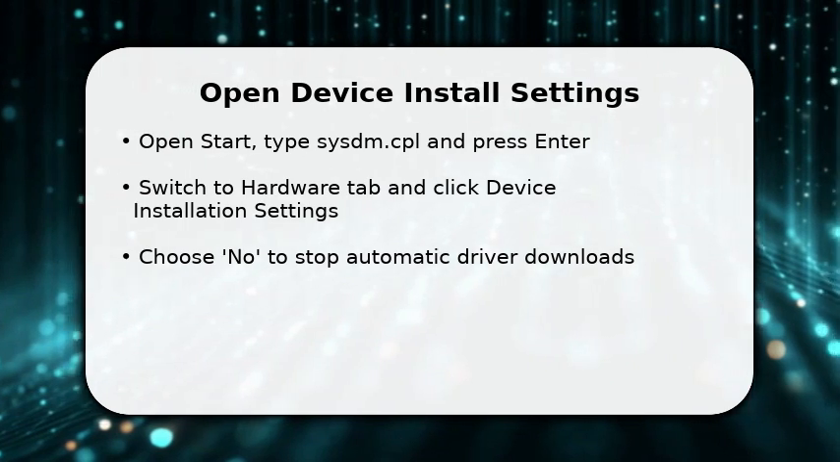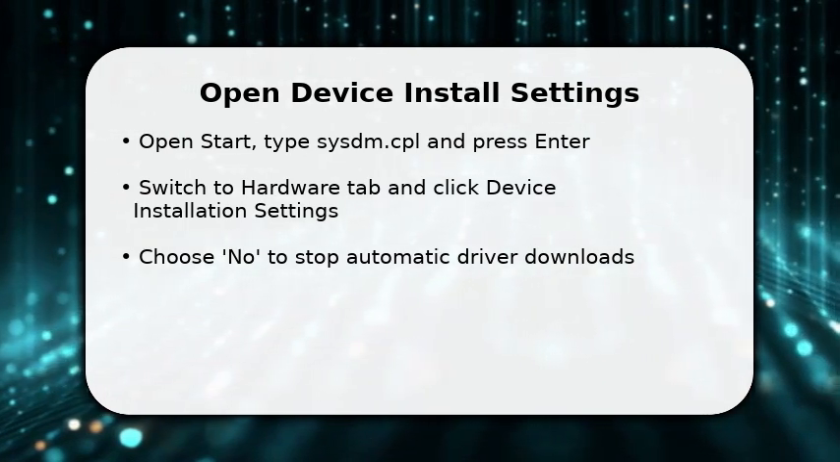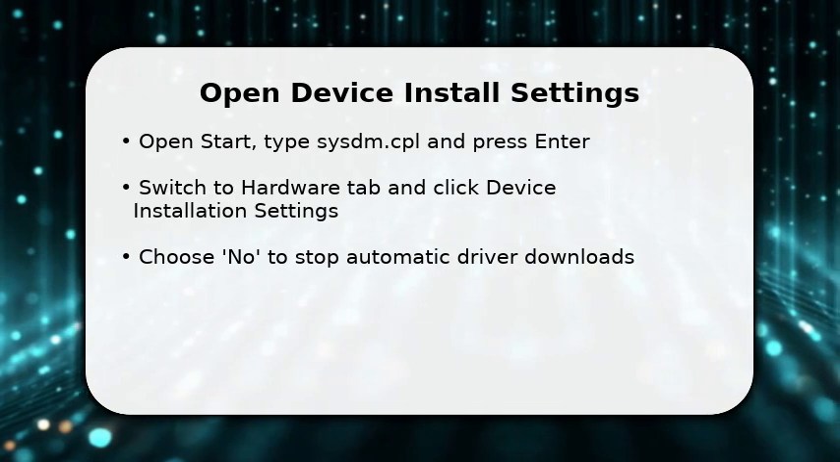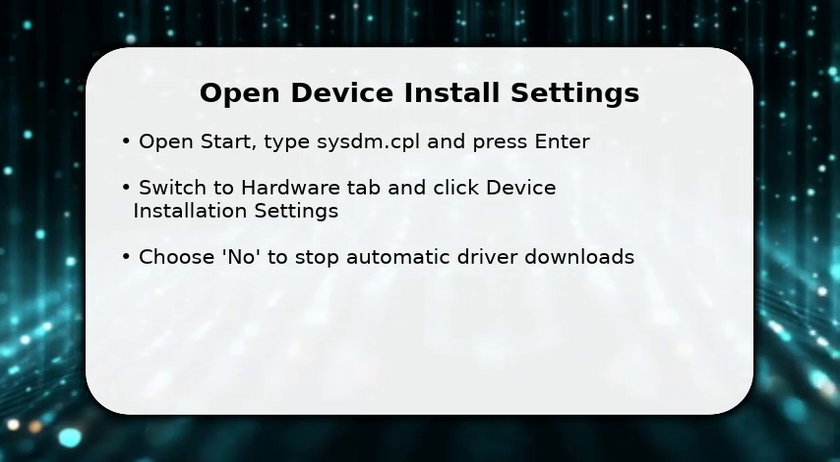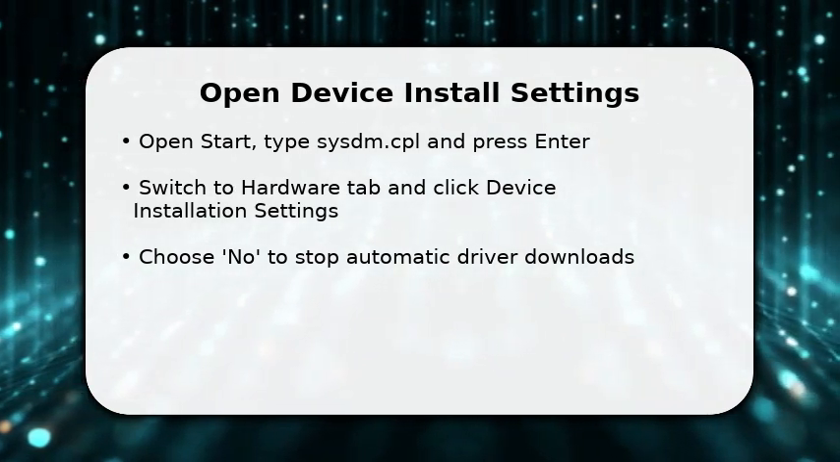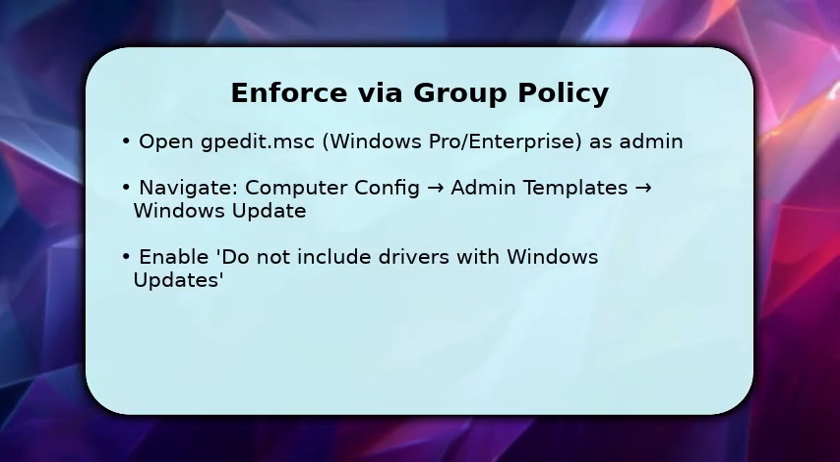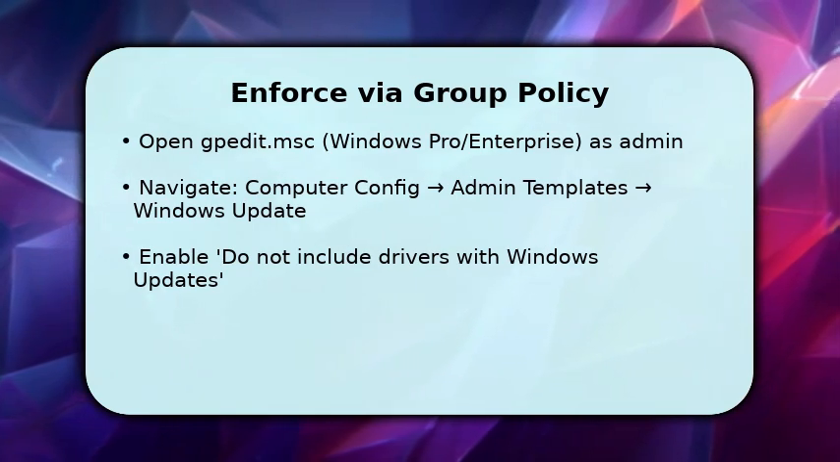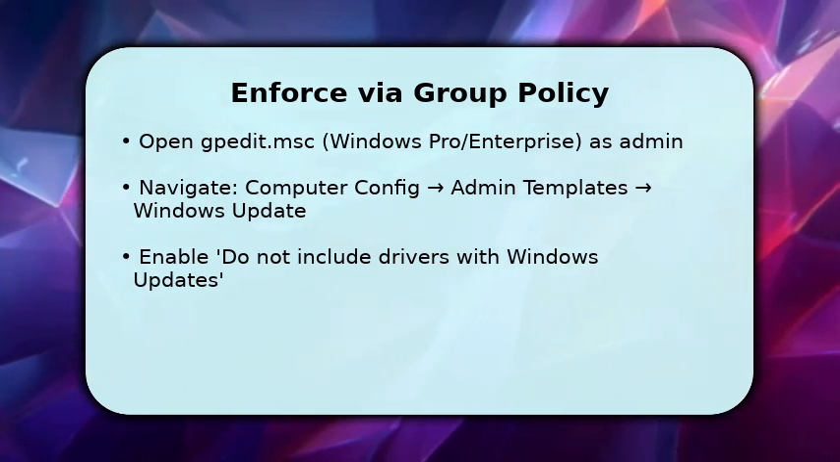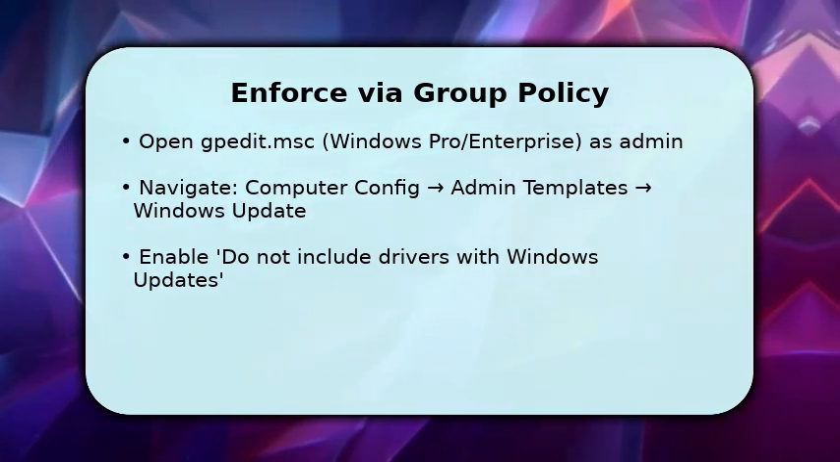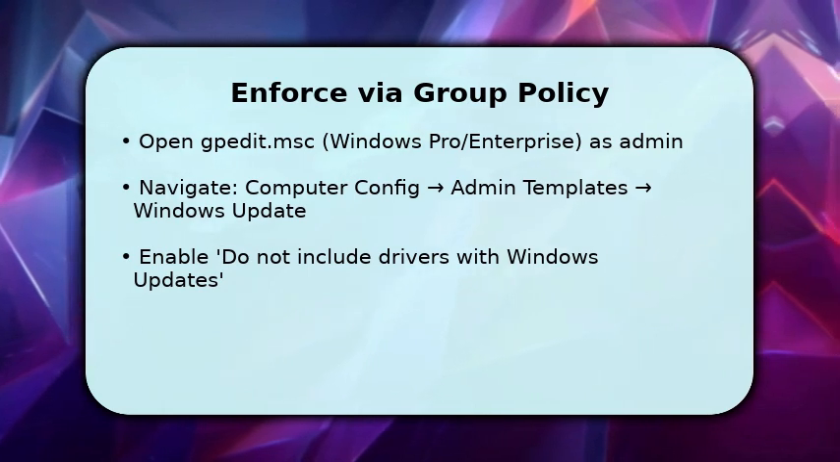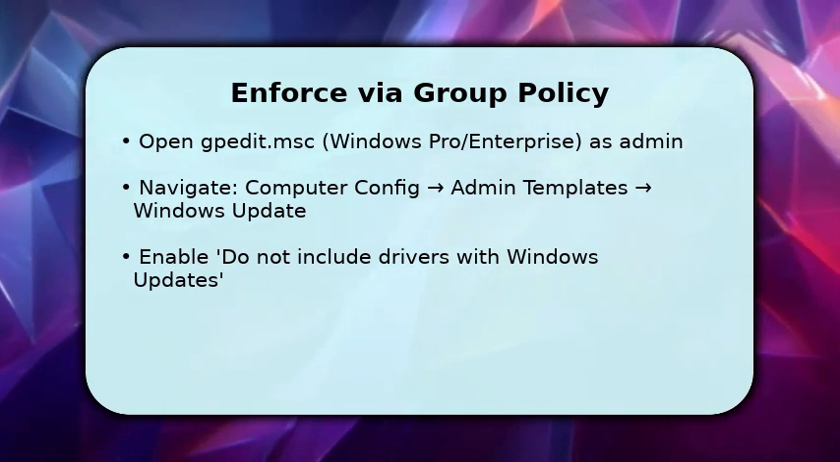Once done, click Save to lock this preference, then move to the next step to enforce the change for Windows Update. Now enforce the behavior system-wide using group policy so Windows Update won't push drivers. Open Start, type gpedit.msc and run as administrator. Once the editor loads, go to Computer Configuration, Administrative Templates, Windows Components, then Windows Update.